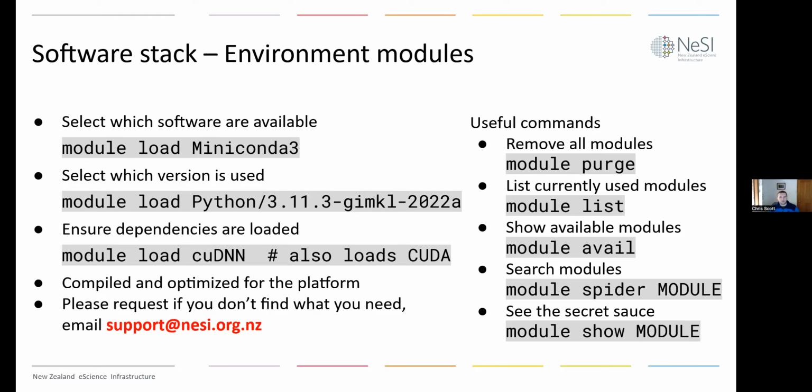And you can do that using the module load command. For example, you could use module load miniconda to have miniconda available, or you could do module load Python with a specific version number to make sure you've got that specific version of Python available in your environment. And all these modules that we have installed at NeSI are compiled and optimized for our platforms. If you're looking for software and you can't find it, please just let us know at support@nesi.org.nz and we can try and install that for you. Next slide, please, Maxime.